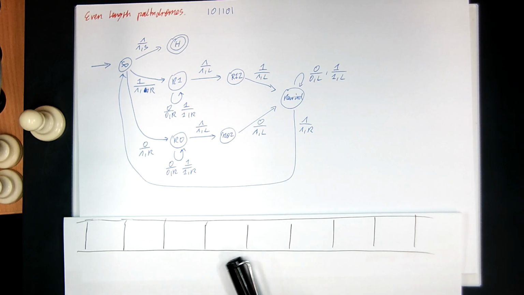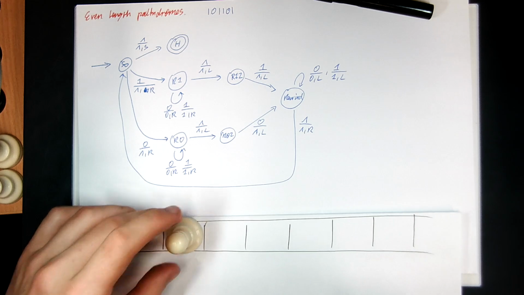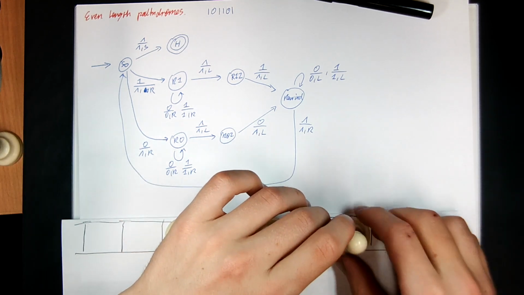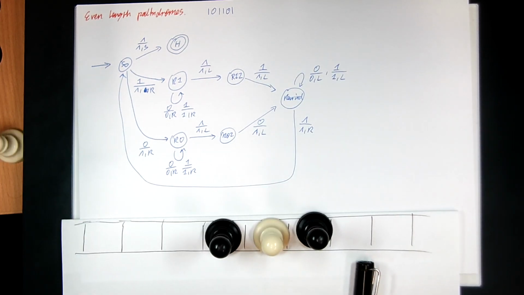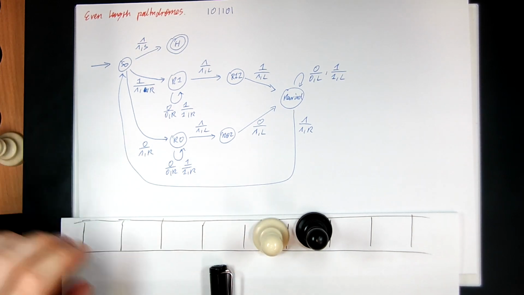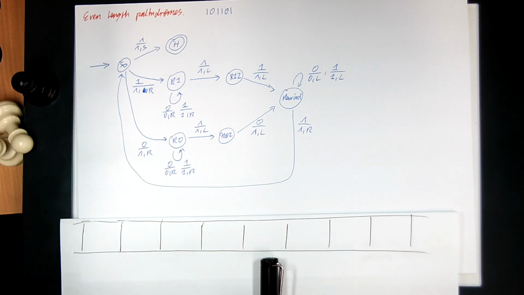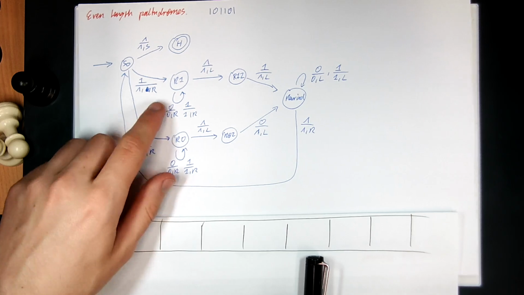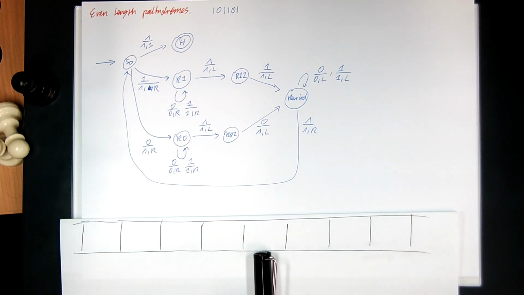So let's try it for something that isn't an even length palindrome. I guess we'll try an odd length palindrome. Or something that isn't a palindrome. 1, 0, 1, 0, 1. So what happens here? Delete the 1, delete the 1, delete the 0, delete the 0, delete the 1. And then what it will do: see a 1, write a blank, move right, see a blank, write a blank, move left, and then it gets stuck because there's no 1 to delete. So then it gets stuck in a rejecting state and it rejects.